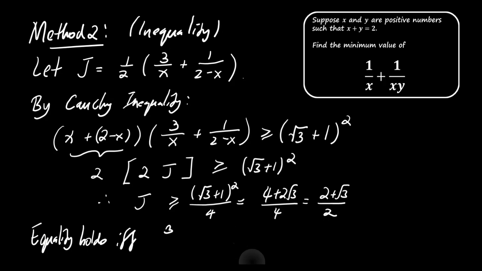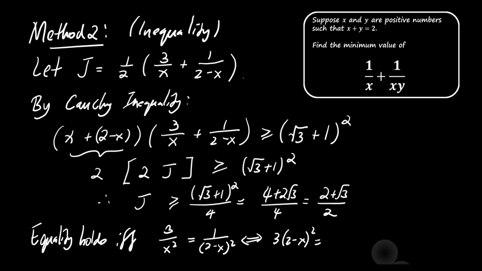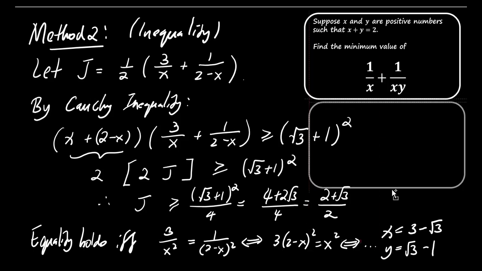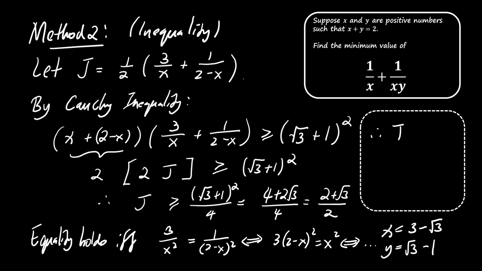The equality holds when 3 divided by x squared equals 1 divided by 2 minus x squared. Solving this, we get x equals 3 minus the square root of 3, and y equals the square root of 3 minus 1. Thus, the minimum value of j is 2 plus the square root of 3 divided by 2, which is approximately 1.93.